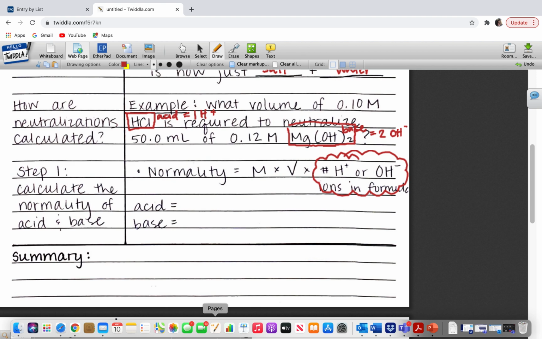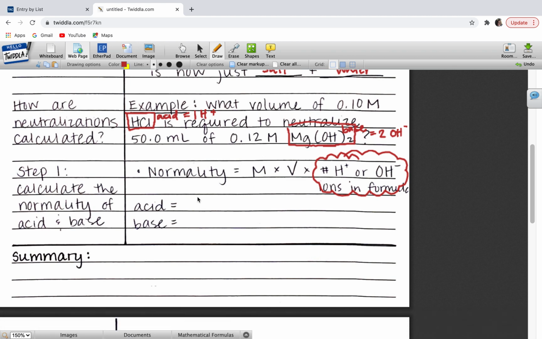So I looked at the formulas, I identified my acid and my base and figured out how many hydrogens and hydroxides they have respectively. Now I can use that to figure out something called normality. And this is a real easy thing to calculate. It's kind of like moles when we were doing the molarity triangle and molarity calculations. We're using molarity and we're using volume. We're also using the number of ions that dissociates. And we're going to figure out how much H plus and how much OH minus there is. So we just multiply molarity.